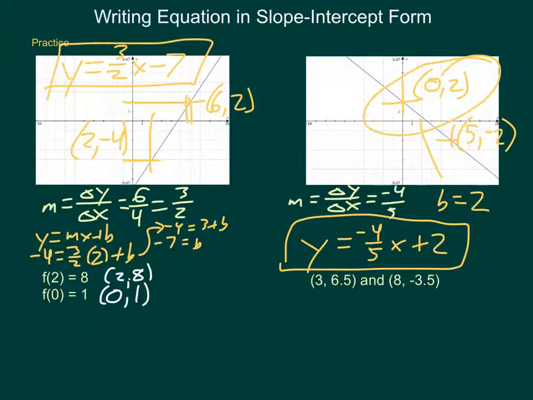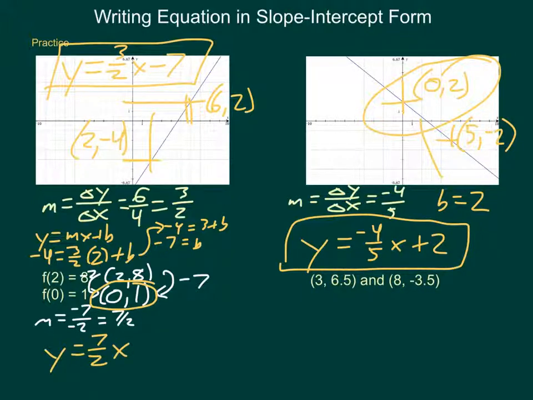What is my change of y? How do I move from 8 to 1? That's down 7. And then change of x, how do I move from 2 to 0? That is down 2. So my slope is -7 divided by -2, which is simply 7/2. Because I do have this point (0, 1), I know my b value, so I get y equals 7/2 x plus 1.